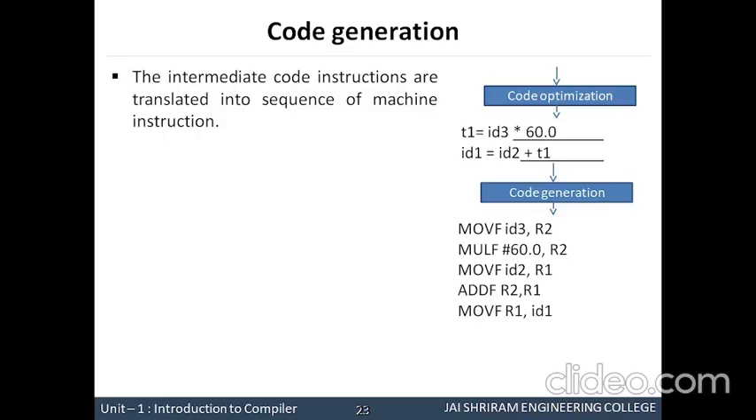Already we discussed in this example, id1, id2, id3 are declared as real numbers. So we indicate this real number in the machine instruction with f. Move f id3, r2, multiplication f 60.0, r2, move f id2, r1, add f r2, r1. Finally move f r1, id1. Here r1 and r2 are registers, the registers used in the microprocessor or our processor.